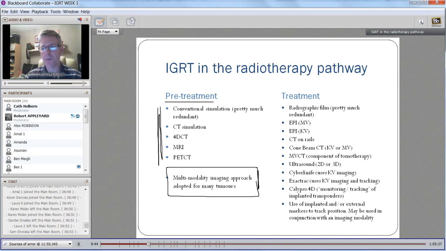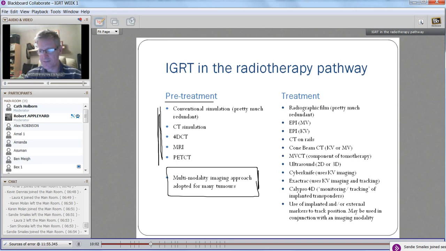And the week after that, we're going to focus on treatment. So we will look at some of the technologies that are used to help us to detect and correct the errors during the treatment process. And again, it's all down here, and we'll look at some of these things as we go through.